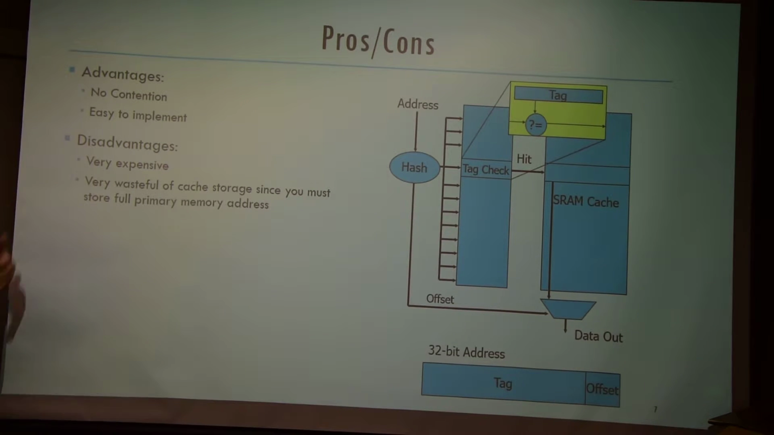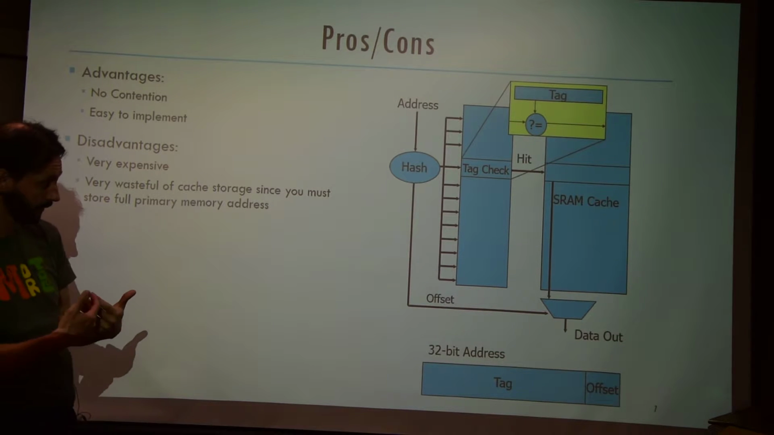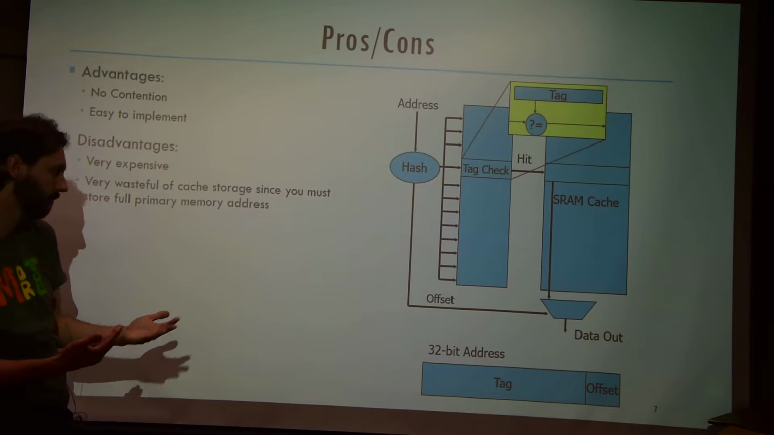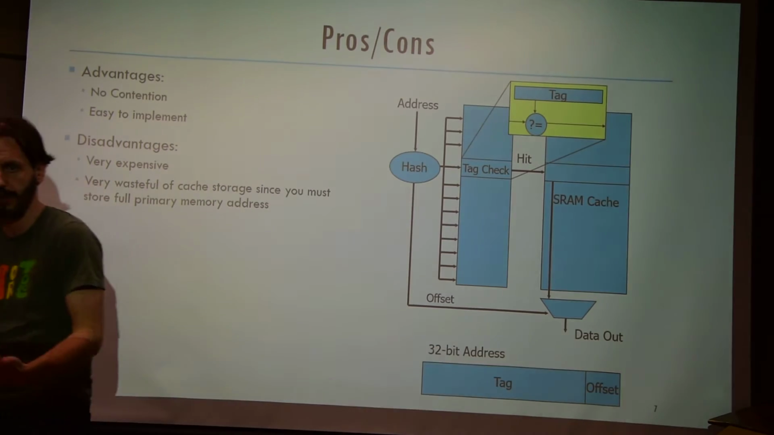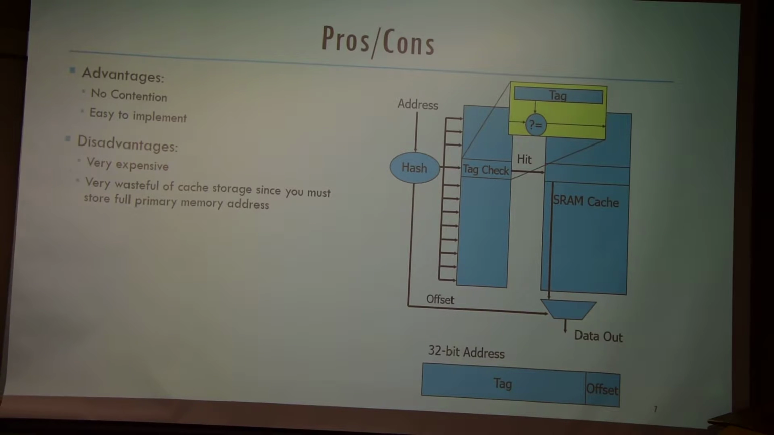Advantages: no contention. If there is space in the cache, you can keep on storing stuff in there. It's easy to implement, but it is very expensive. It's a lot of circuitry and very wasteful of cache storage. You also need to store the full primary memory address. That would maybe not be a good thing to do, because it's just an extra amount of memory, but generally it's not that much, so I don't know whether it's such a bottleneck, to be honest.